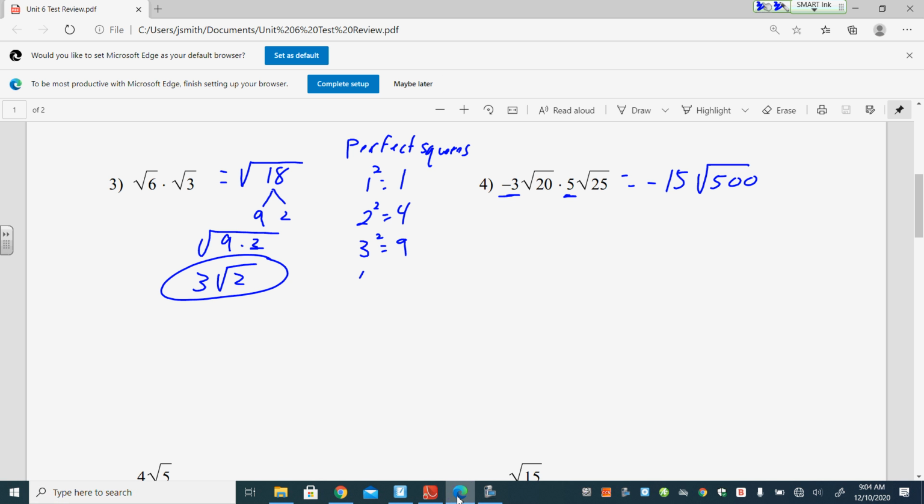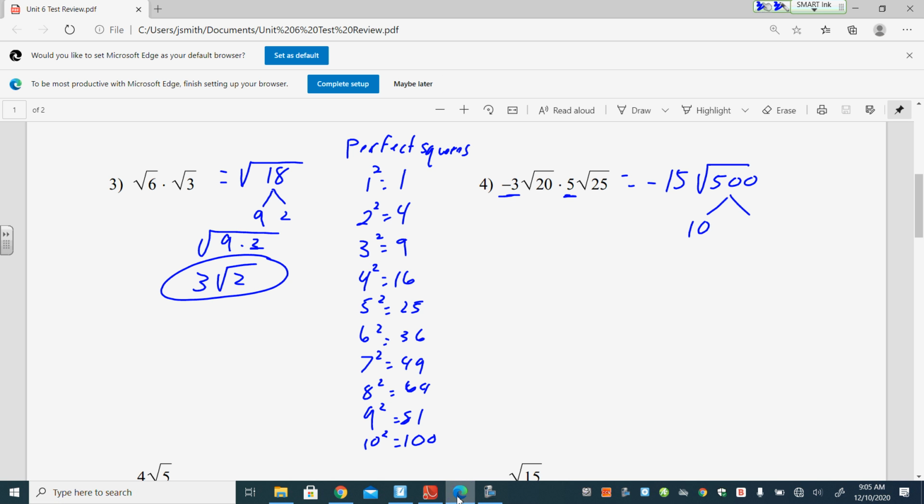So again, here's some more perfect squares. You got 4 squared is 16. 5 squared is 25. 6 squared is 36. 7 squared is 49. 8 squared is 64. 9 squared is 81. And 10 squared is 100. Now again, you can go through 500, divide it by 4, 9, 16, 25, 36, 49, 64, and 81. But since it's 500, looking at all my perfect squares, I can just tell that it's going to be divisible by 100. But if you can't, again, just go through the process.